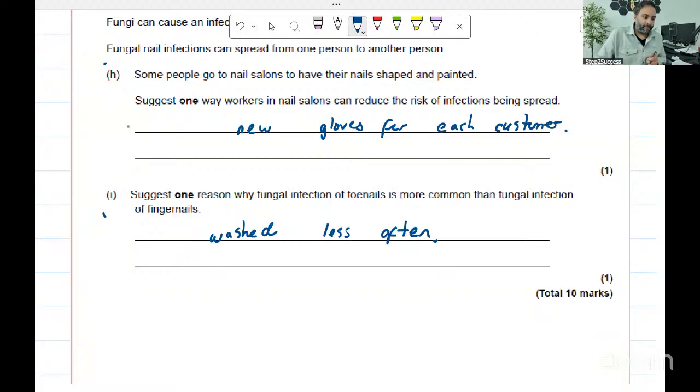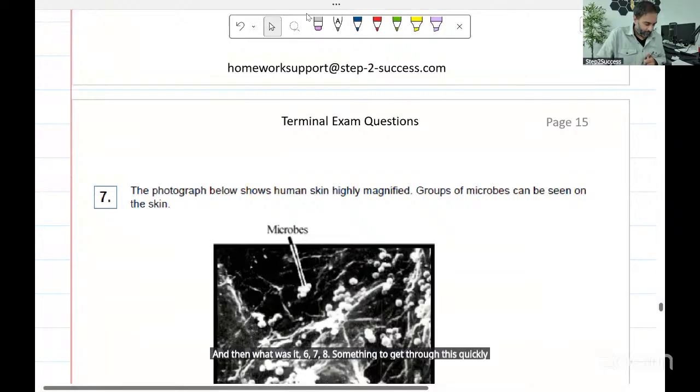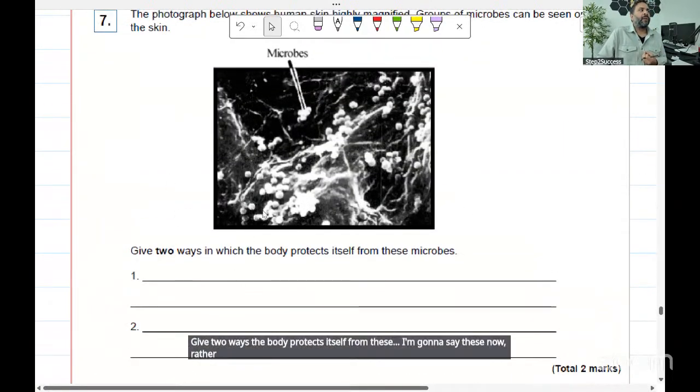Okay. And then what was it? Six, seven, and eight. So I need to get through this quickly. Give two ways the body protects itself from these. I'm going to say these now rather than write them down.